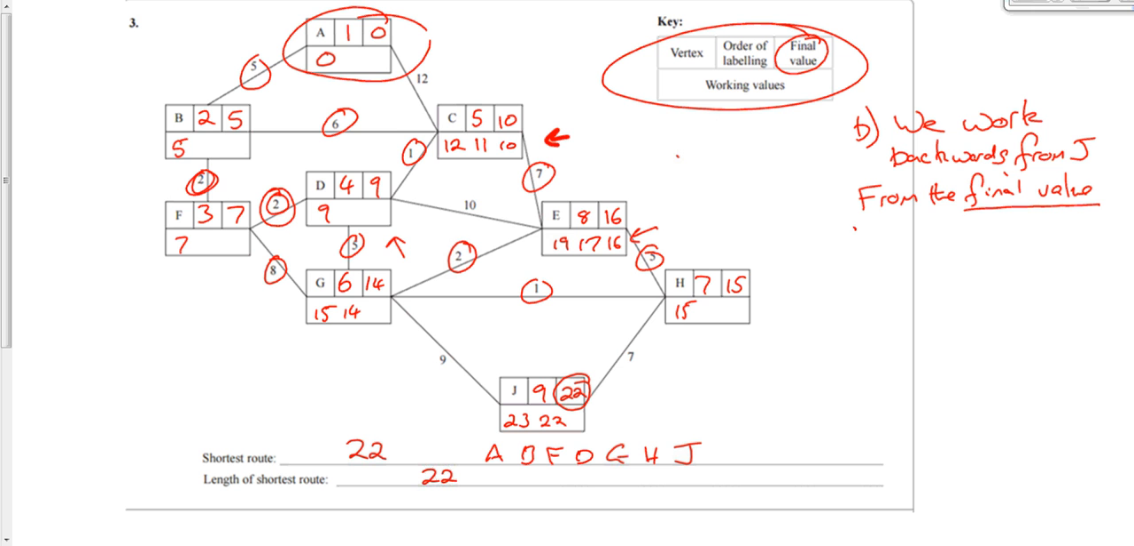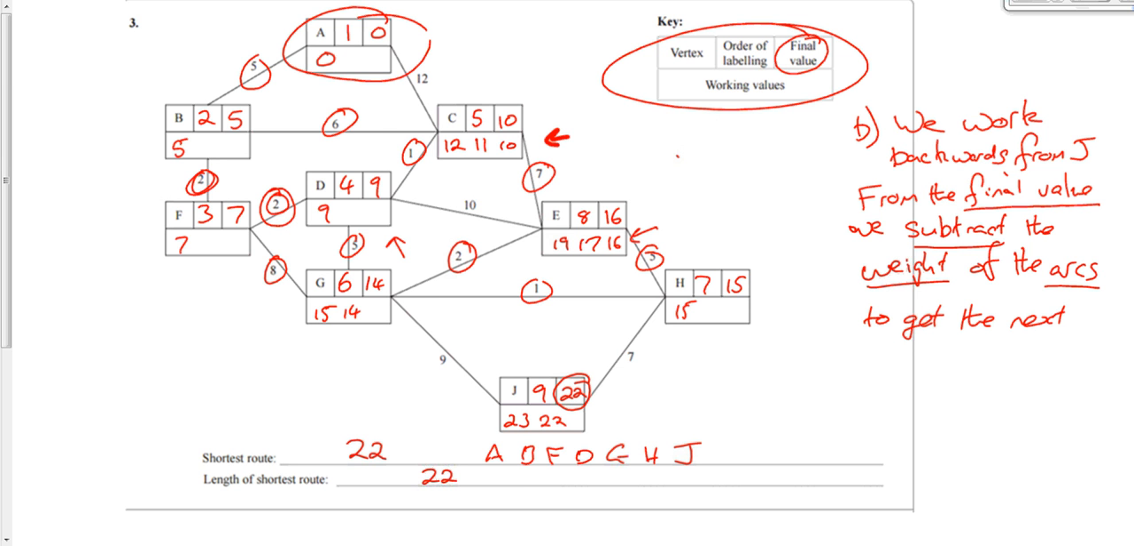We subtract the weight of the arcs. Again, they're looking for key things, so we're looking at subtract the weight of the arcs to get the next final value, or the preceding final value. And that should be enough to get you 2 marks.